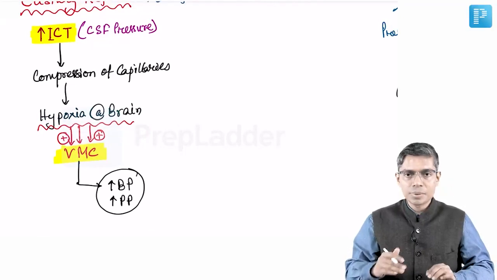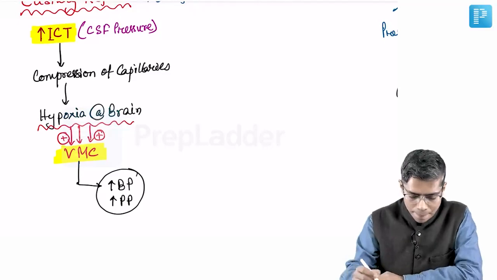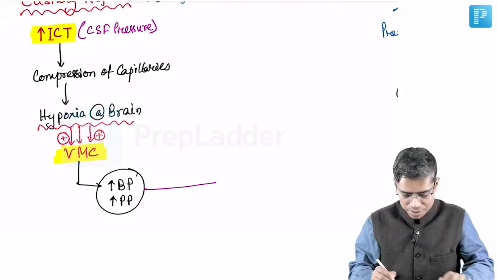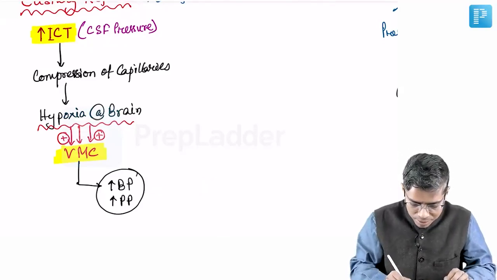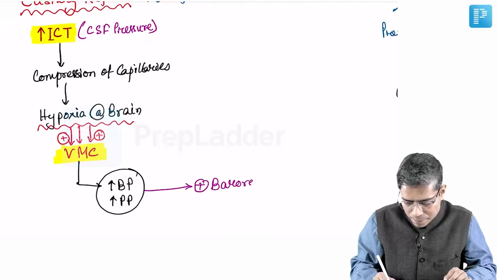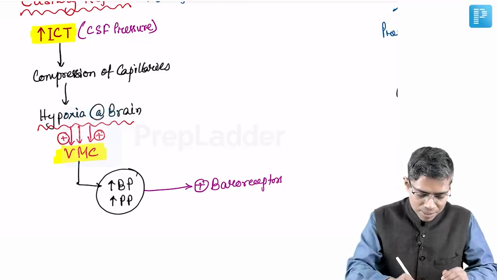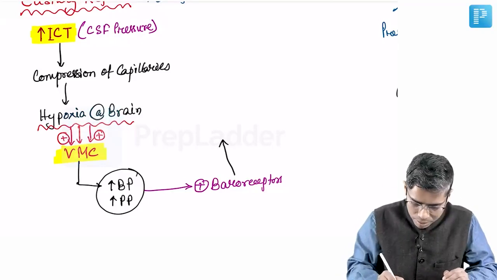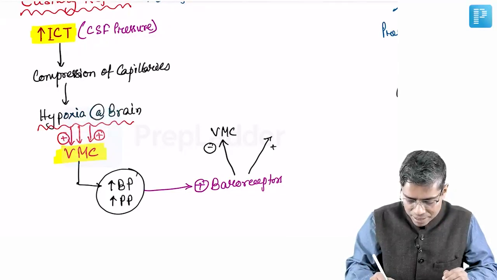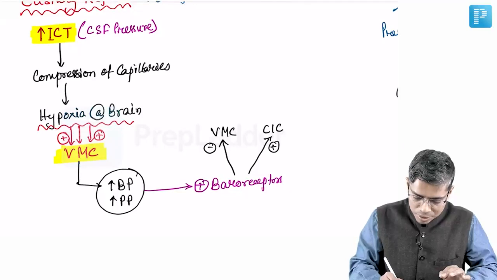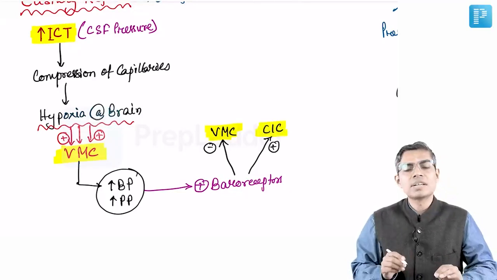Now, whenever your blood pressure is high, particularly if the pulse pressure is high, we know that our baroreceptor is very sensitive to this pulse pressure, right? I told you that the baroreceptor is most sensitive to pulse pressure. So it will activate the baroreceptor. Baroreceptor is active. Now, what is the effect of baroreceptor activation? The baroreceptor will try to inhibit the vasomotor center. It will try to activate the CIC or cardiac inhibitory center, right? So the baroreceptor is trying to inhibit VMC and trying to activate CIC.